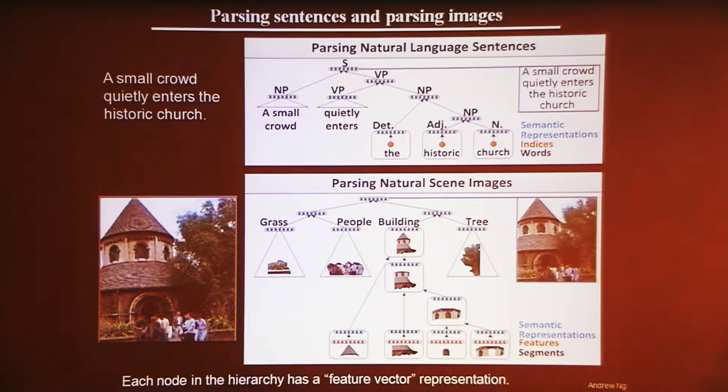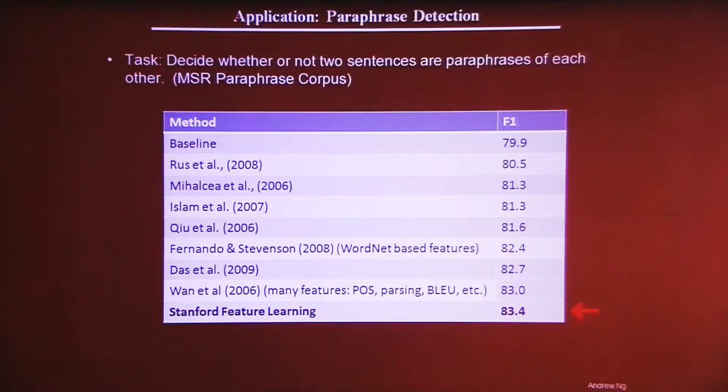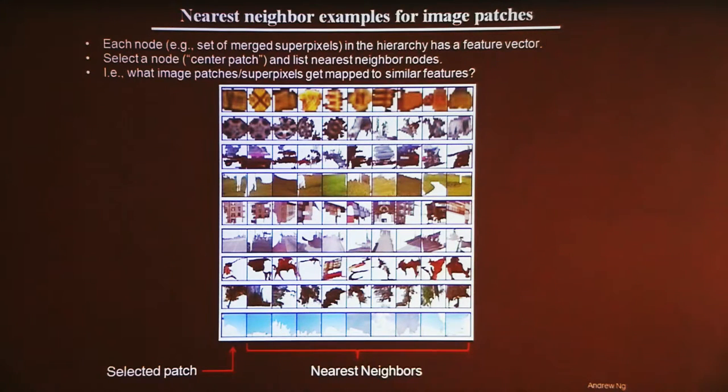So earlier for sentences, we had this sort of diagram where we look at one sentence and ask what are the nearby sentences. You can do the same for images, for actually image superpixels. So on the leftmost column is a selected patch. I'm going to compute the feature representation for the selected patch using this algorithm. And you can then ask what other image patches have similar features to the selected patch shown on the left. And it turns out, if you do that, the first row is, I don't know, yellow signs, second row is car tires, the third row is all fragments of cars, the fifth row is fragments of beige colored buildings, and so on.